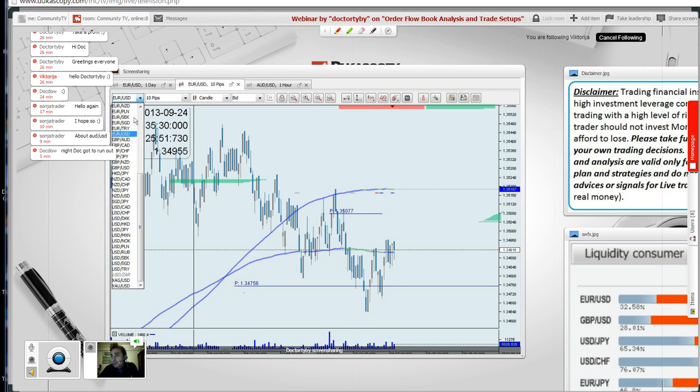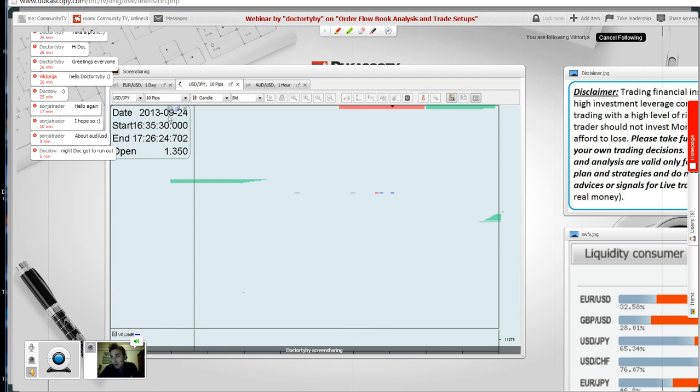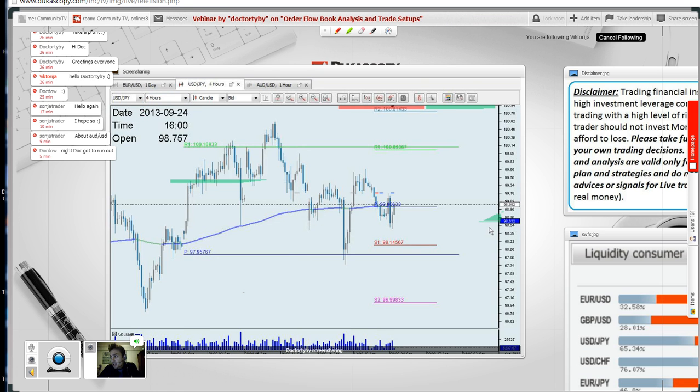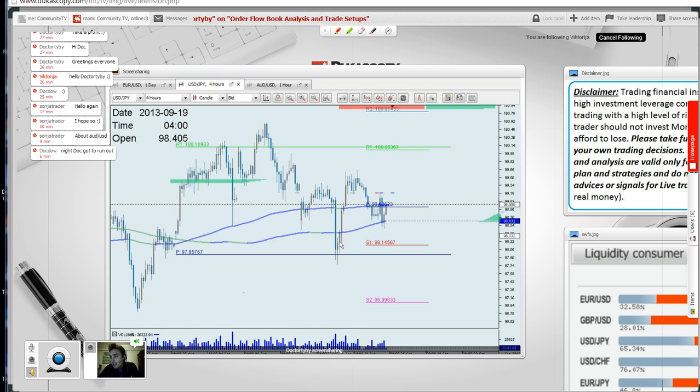Okay, let's move on to US dollar Japanese yen. If you have any other preference on the pairs, please tell me now. US dollar Japanese yen shows no clear signal right now. We're standing in a strength zone from here.